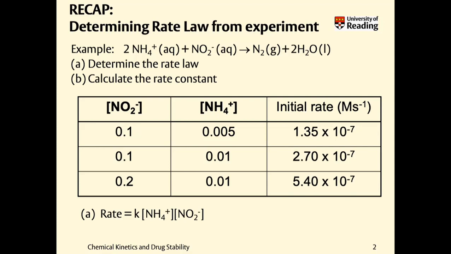The second part of the question is to take one of these experiments, plug those numbers into the rate law to calculate K. And if you did that correctly, you would have got that K equals 2.7 times 10 to the minus 4 molar to the minus 1, second to the minus 1. Remember, this is a second order reaction, and that different order reactions will have different units for the rate constant.